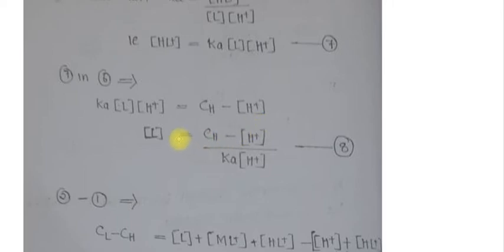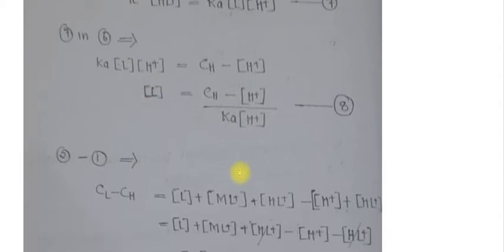From this we are getting the concentration of the ligand L is equal to Ch minus the concentration of H plus divided by Ka into the concentration of H plus. So that is equation number 8. So here we get the equation for the concentration of L.